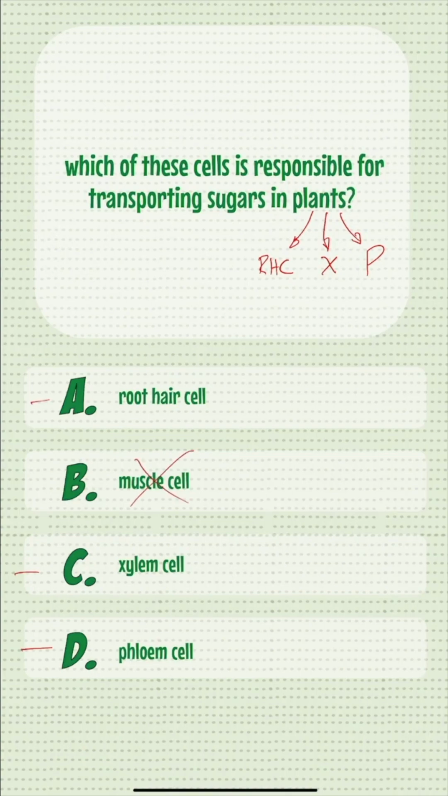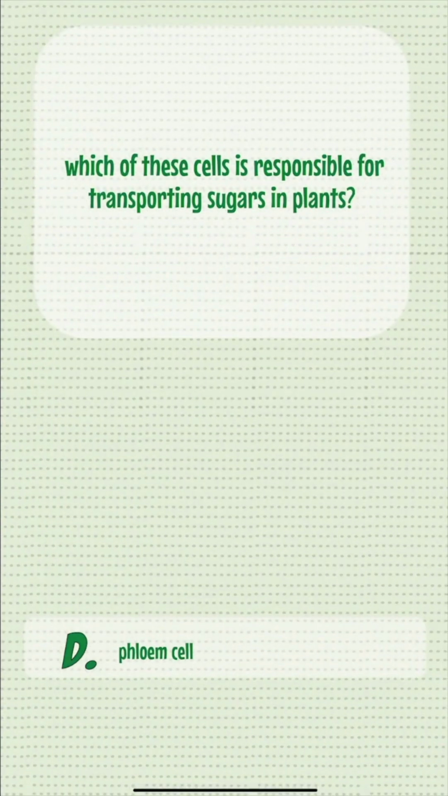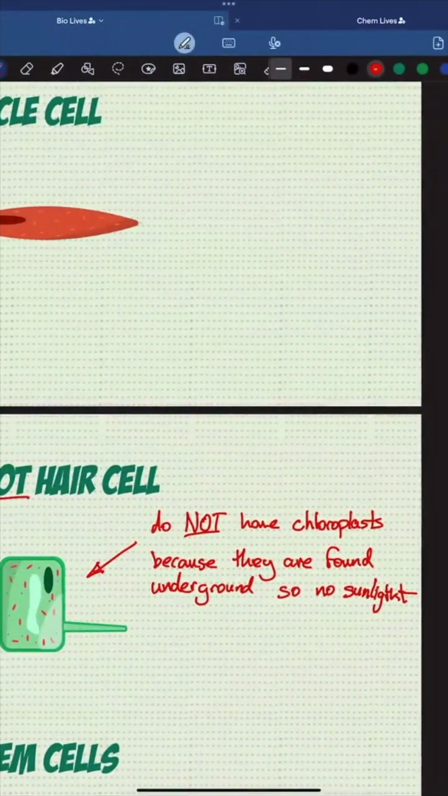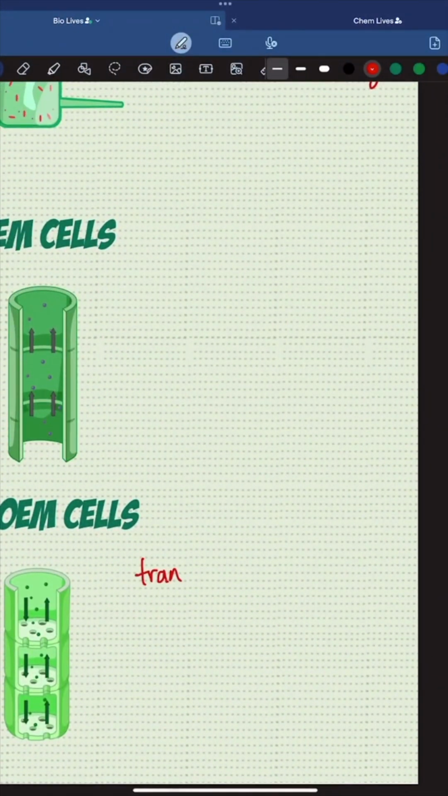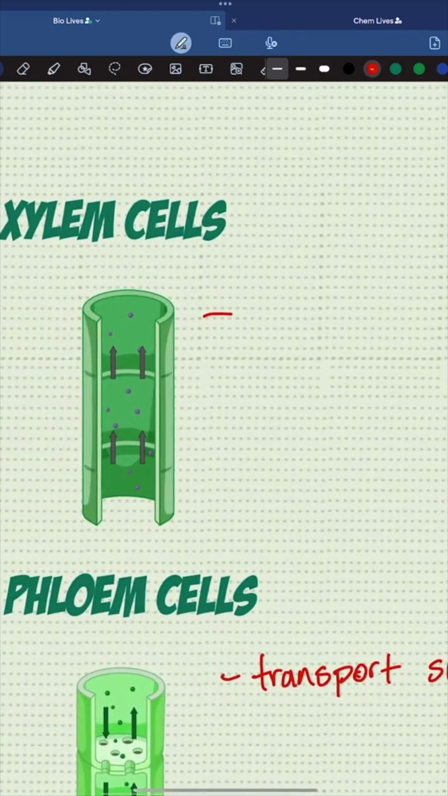Must be either this, this, or this. Not a muscle cell, so definitely not B. Most people are saying D. Let's check. Yep, phloem cells. That is correct. So phloem cells are used to transport sugars. What about xylem cells then? What are they used to transport? Yep, mineral ions. Xylem cells transport mineral ions and water.